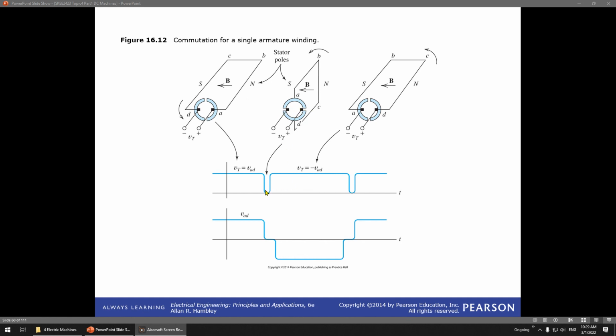So the voltage drops. But after the rotation is complete, you get the same arrangement, now connected again in the opposite direction. You can see here VT equals VAD, and then VT equals negative VAD, which is the reverse direction. The magnetic field is still constant, but the coil connection direction is different, so this ensures that the direction of rotation is kept constant.